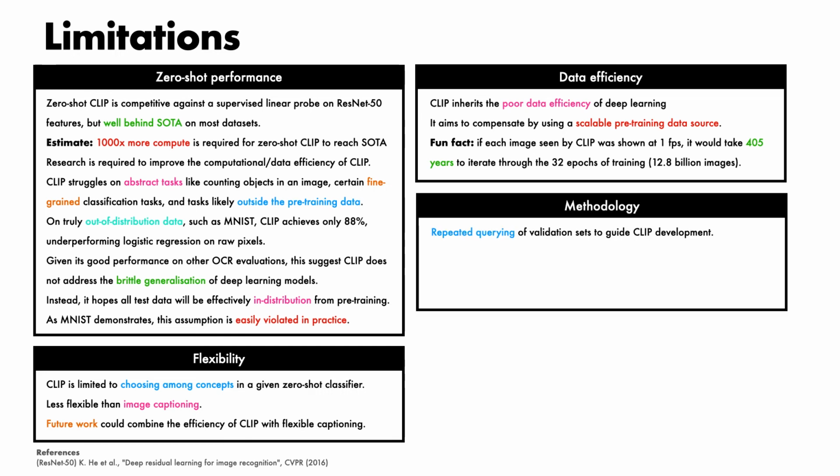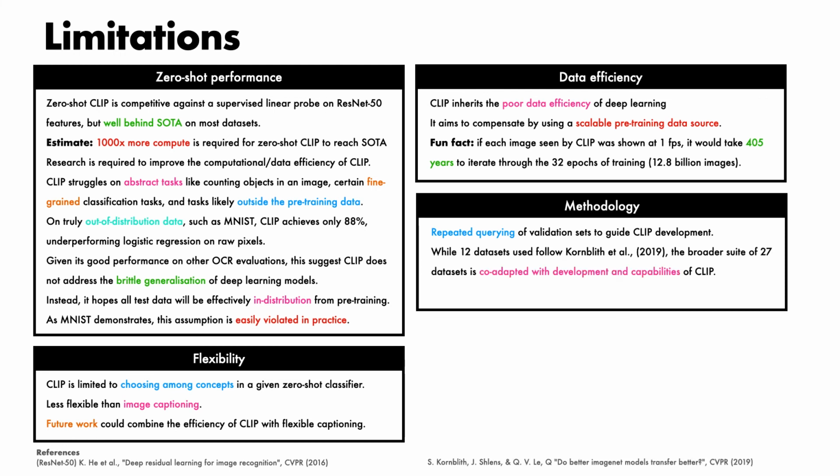In terms of methodology limitations, despite the focus on zero-shot learning, repeated querying of validation sets was used to guide CLIP development. Additionally, the authors note that while experiments were reported on the 12 datasets used by Kornblith et al. to minimize selection bias, the broader suite of 27 datasets on which CLIP provides the most compelling results is somewhat heuristically assembled and co-adapted with the development and capabilities of CLIP. A new benchmark of tasks that aim to assess broad zero-shot transferability rather than reusing existing datasets could help avoid this.